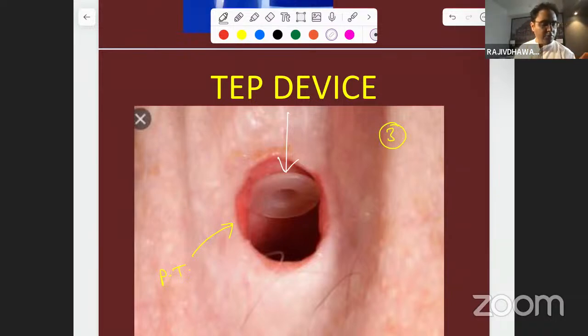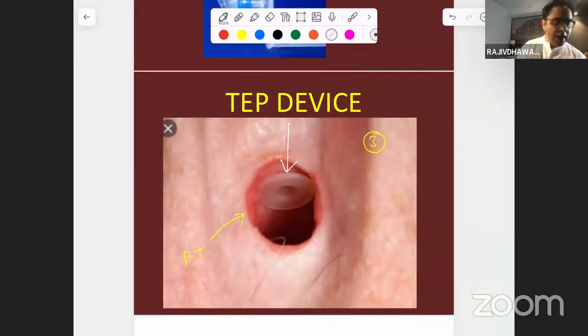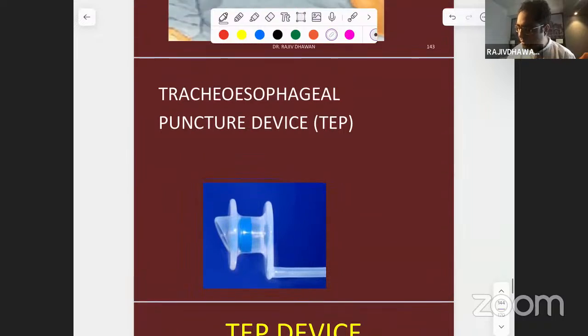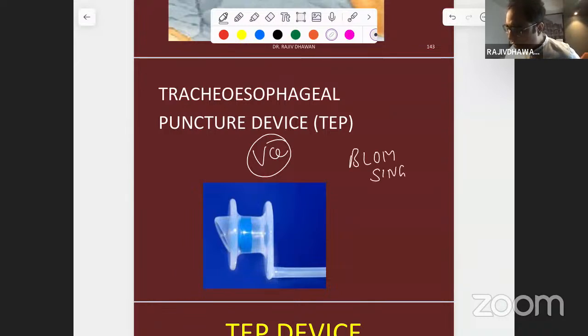Tracheoesophageal puncture device. Everyone who is doing the old notes, I always tell them, see the latest notes of this time, because every time the trend has to be followed. Now the TP device, this is a visual question. Anything like this in the larynx is a tracheoesophageal puncture device, and the examples are Blom-Singer prosthesis and Provox device.